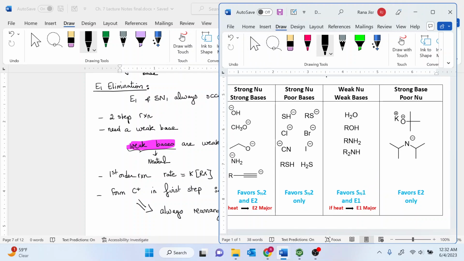I'm going to go ahead and add ammonia as well, because these are the derivatives of ammonia, both of them. So ammonia as well is considered to be a weak nucleophile and a weak base. Whenever you see it, the reaction is going to proceed by both SN1 and E1.